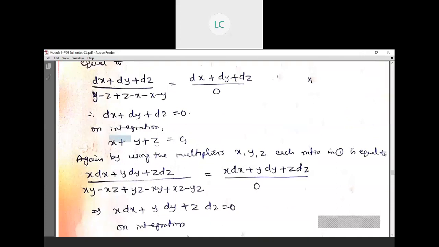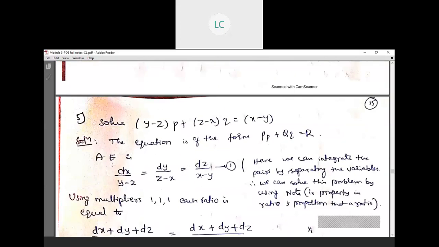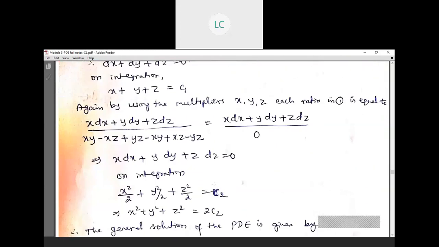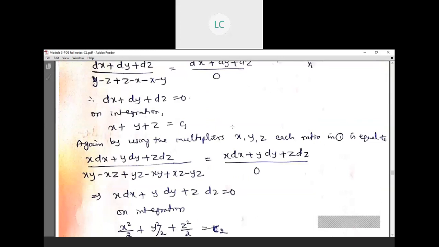So x plus y plus z is u. Now we need to find v, right? So again we can't pair anyone, right? We can't pair any term. That's why again we should go for multipliers. Choosing multipliers, here I am going to choose the multipliers as x, y, z in each ratio.